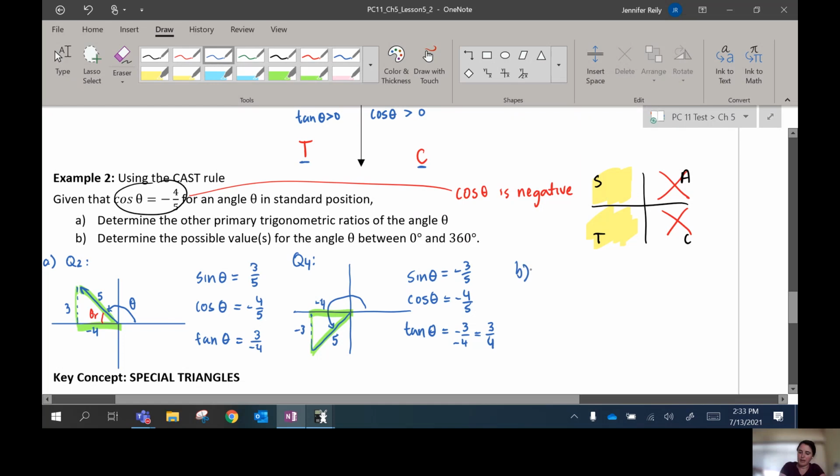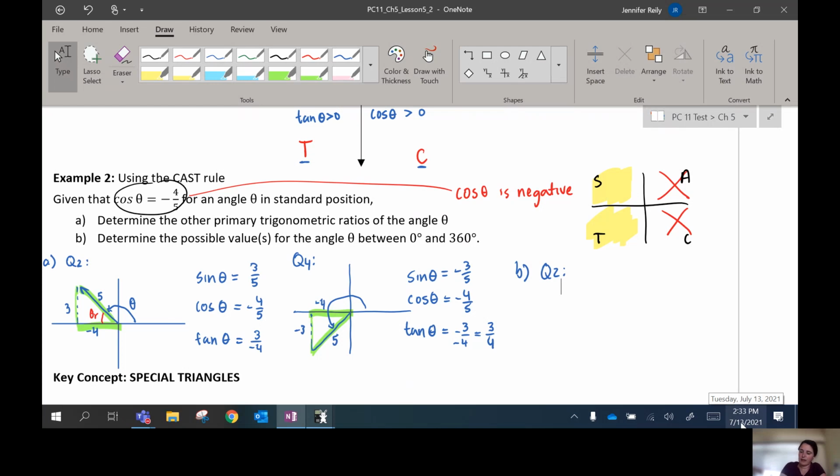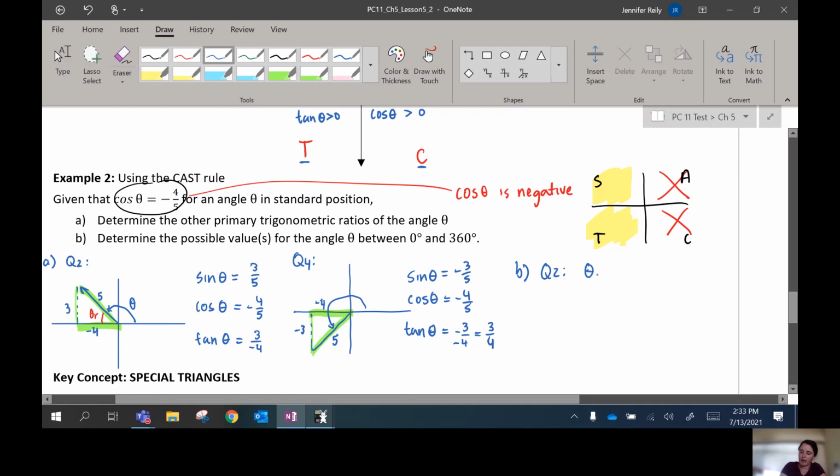Okay, and for part B, we're going to have two answers as well. So we're going to determine theta between 0 and 360. So I could be in quadrant 2 or quadrant 4. So let's just start with quadrant 2. And remember, you use the inverse button. And I typically like to use the positive ratio, so I'll use sine. So we're going to find the reference angle, sine -1, so the inverse sine of 3/5.